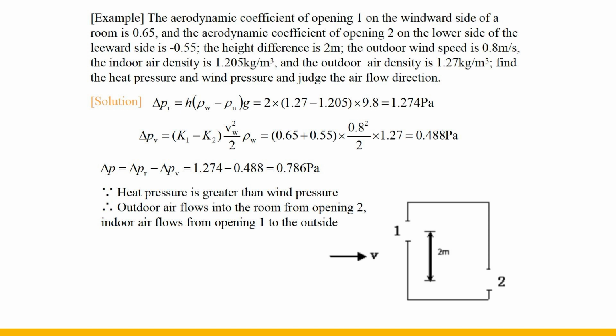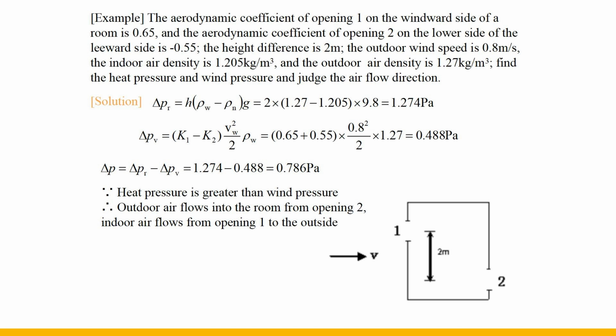It can be seen from this question that when there is only wind pressure, the airflow must enter the room from the windward side and then flow out from the leeward side. When there is only heat pressure, the airflow must enter the room from the low side and then flow out from the upper side. When thermal pressure and wind pressure exist at the same time, the airflow direction is determined according to the maximum value.